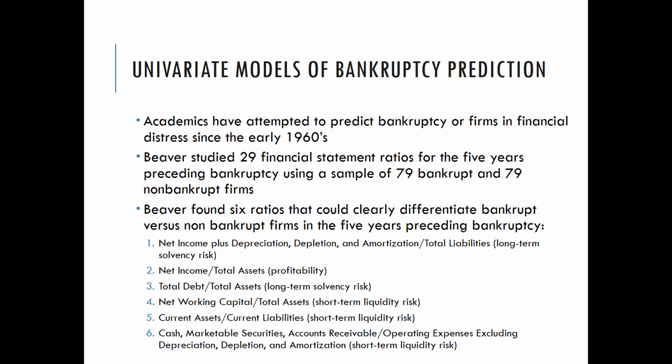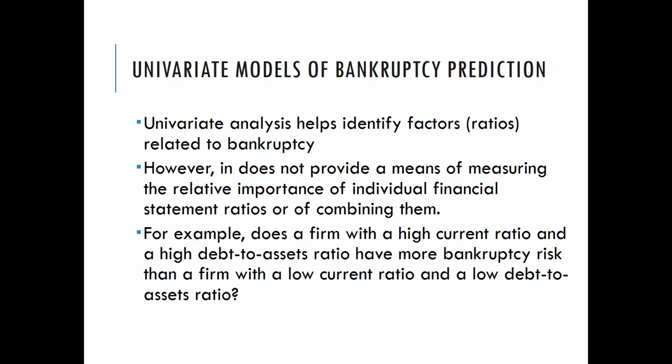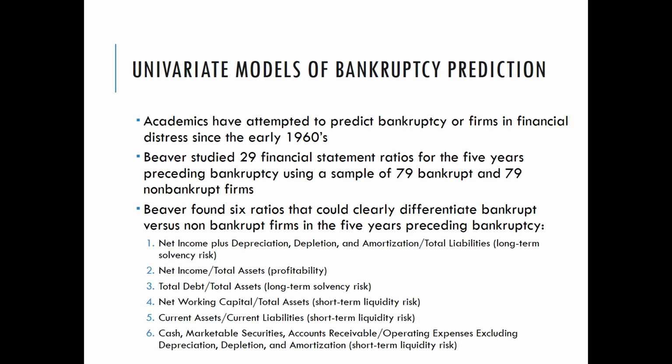This is basically the first approach, and it is a univariate approach because you're just looking at one ratio at a time to see whether there are differences. But you don't necessarily know the relative importance of each ratio. So there are some drawbacks with univariate models: they help us understand what is associated with bankruptcy, but they don't tell us how important each one is in relation to the other. For example, is profitability much more important than liquidity, or is it the other way around? And we don't know how we could combine various combinations of these.